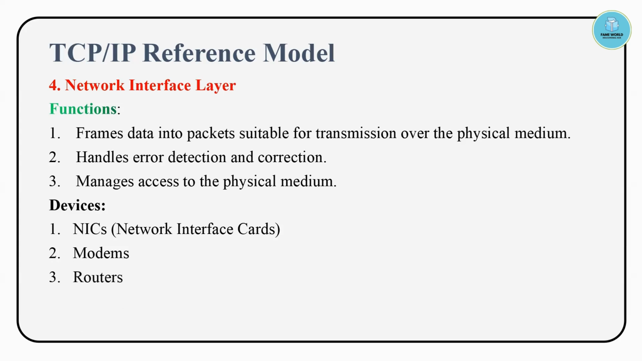And the routers are there for the network interface layer in the case of the TCP/IP reference model. So routing of the data, that where the data has to be taken, that is decided by the routers, and that is also present in the TCP/IP reference model at the fourth layer, that is the network interface.